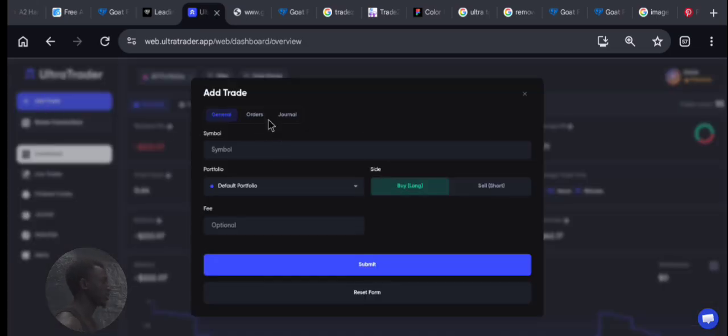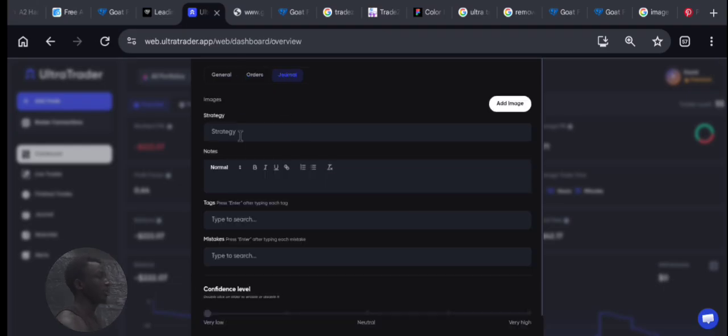When you click add your trade, you can see where you add the symbol, whether it's EURUSD, GBPUSD. This is where you add whether you're buying or selling, and this is optional, you can add any other words there. And this portfolio is on default. And then you submit. So this can add trades to the journal.